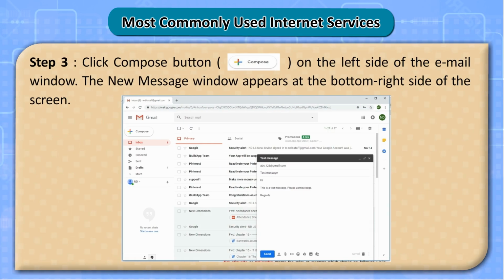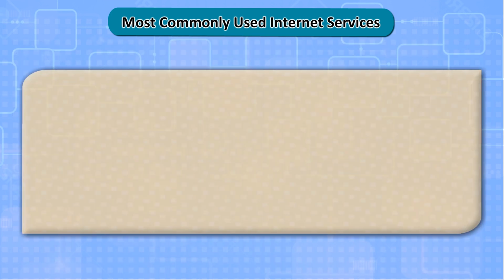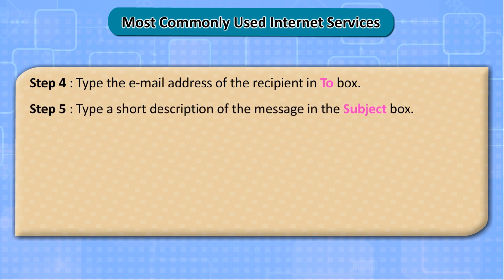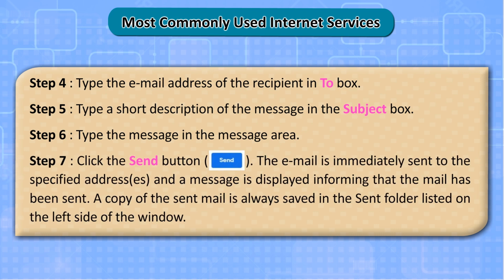Step 3. Click Compose button on the left side of the email window. The new message window appears at the bottom right side of the screen. Step 4. Type the email address of the recipient into the To box. Step 5. Type a short description of the message in the subject box. Step 6. Type the message in the message area. Step 7. Click the send button.